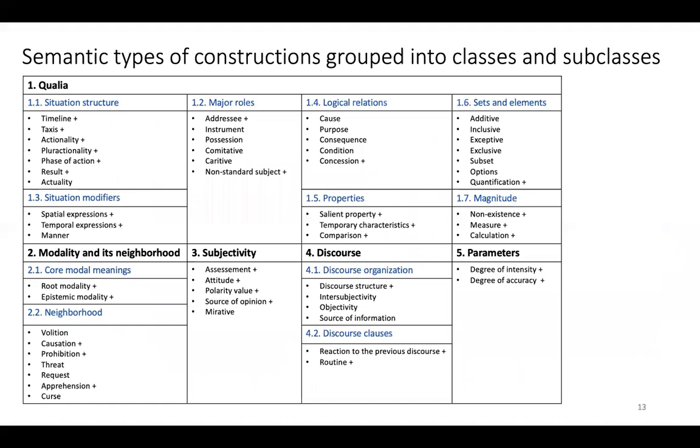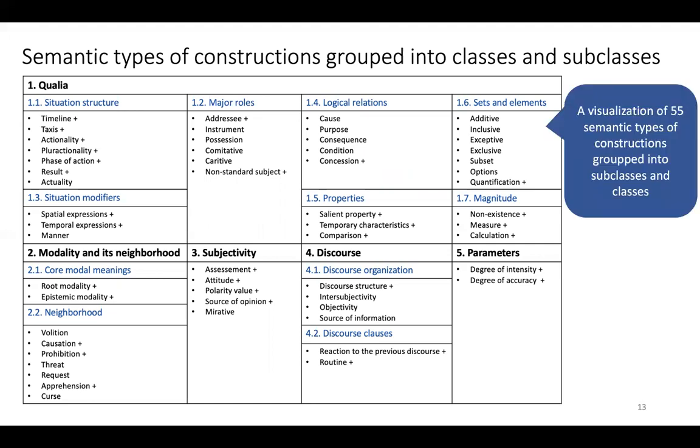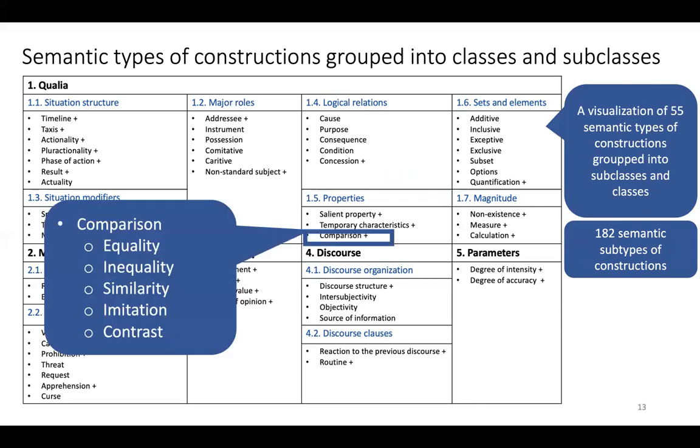Now, this table lists all semantic types. When we identified them, we grouped them in 5 classes: qualia, modality and its neighborhood, subjectivity, discourse, and parameters. Overall, these classes comprise 55 semantic types, and most of the types have an additional level of granularity represented by their 182 subtypes. The subtypes are not listed in this table, but you can spot their presence where you see the plus symbol. For example, the type comparison has 5 subtypes, whereas instrument has no subtypes.